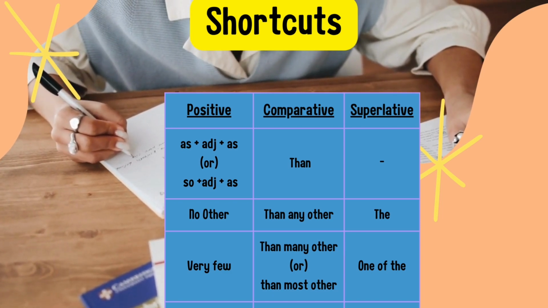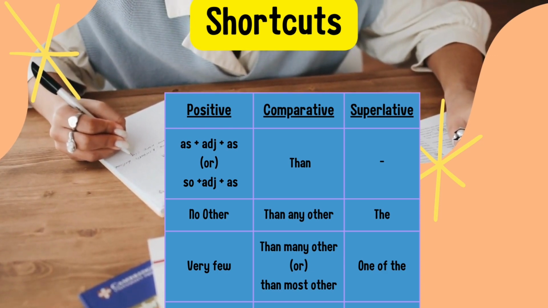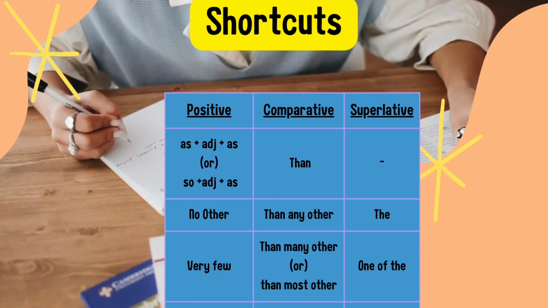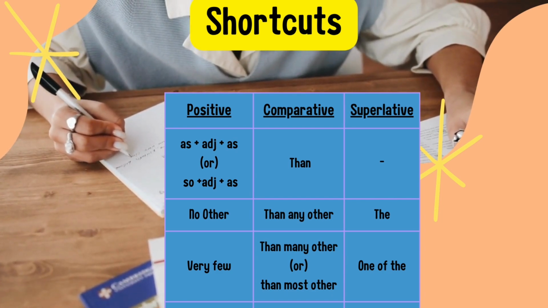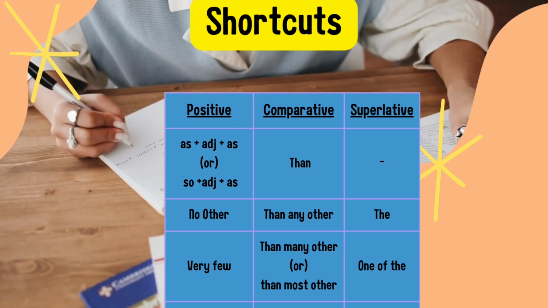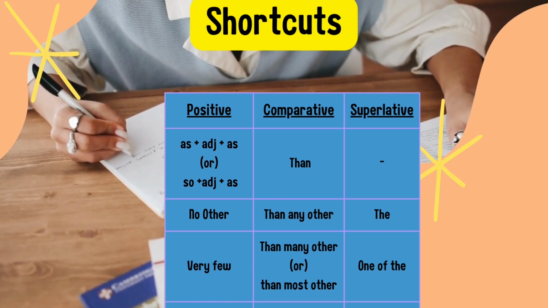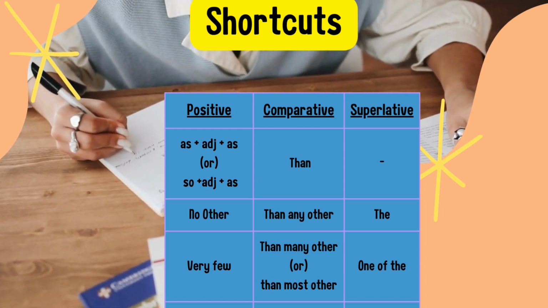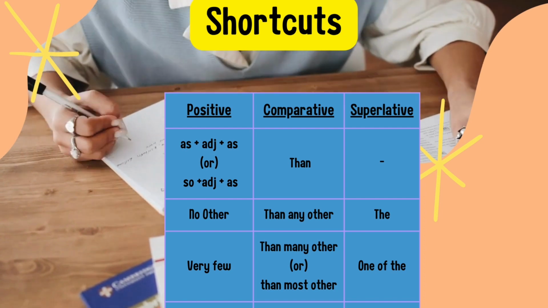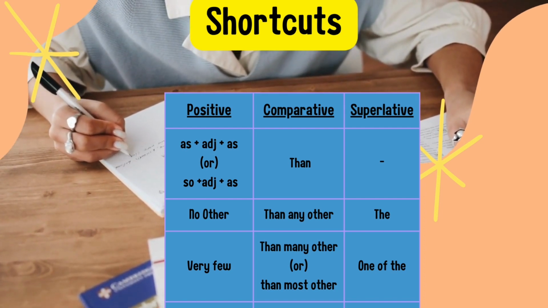Type 3: very few in positive degree, than many other or than most other in comparative, one of the in superlative. Let us recall once again. Type 1: as, not so as, than. Type 2: no other, than any other, the. Type 3: very few, than many other or than most other, one of the.